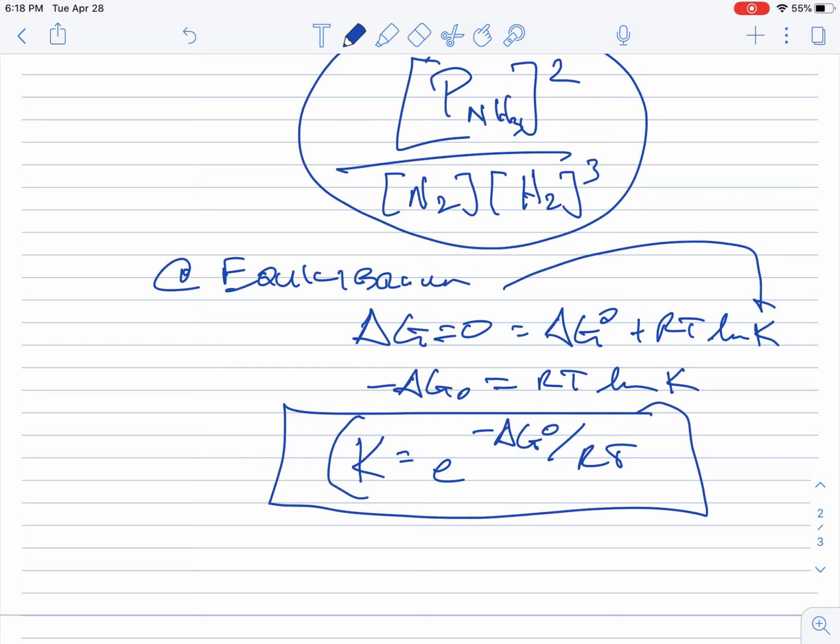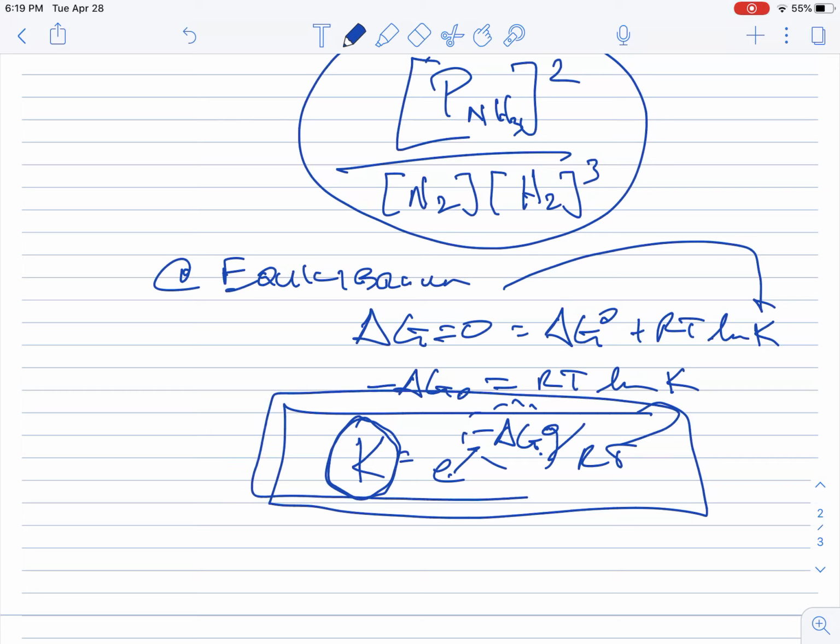So remember, this is a K value. This is going to be at equilibrium. If you have a negative delta G, then the negative of a negative delta G becomes positive. You're raising e to a positive value. That's going to create a big K value, which means it's favored in the forward direction. If you have a positive delta G, which means it's non-spontaneous, then you're going to take e to a negative positive delta G over RT, and you're going to get a really, really small value of K.